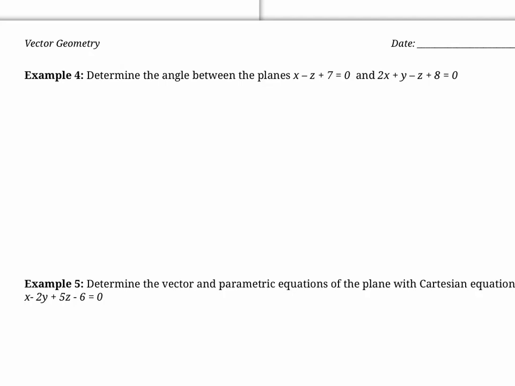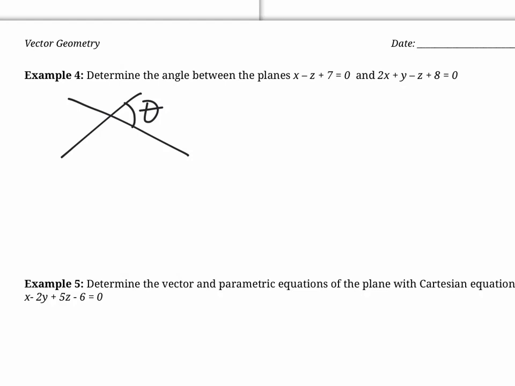So how are we going to approach this problem? We have 2 planes, and we want to know the angle between them. Well, let's think about it. I'm just going to pretend we're looking sort of down the side of both of these planes. So they're going to intersect at some angle theta, right?